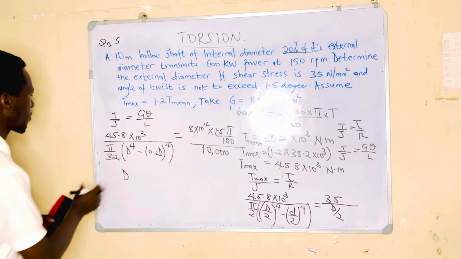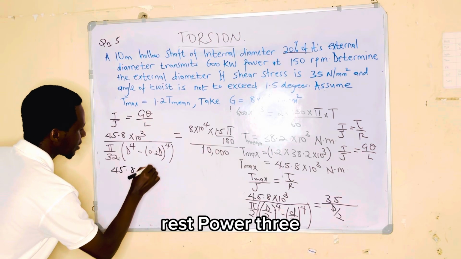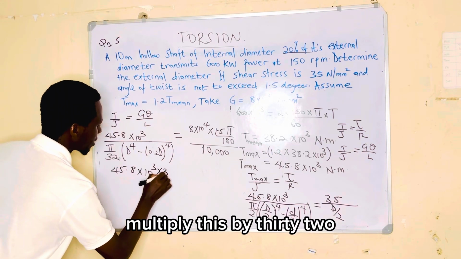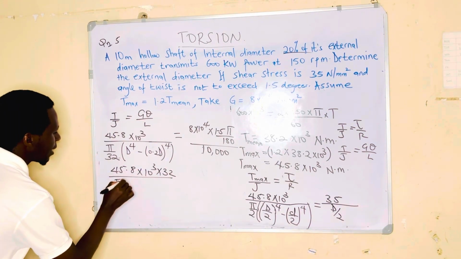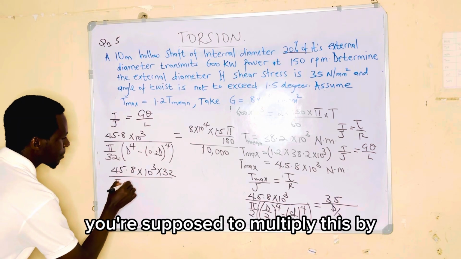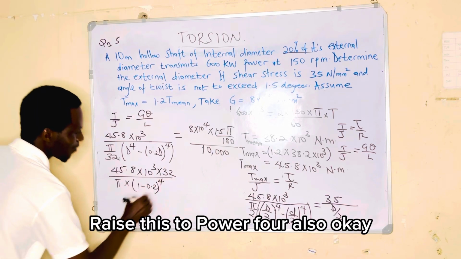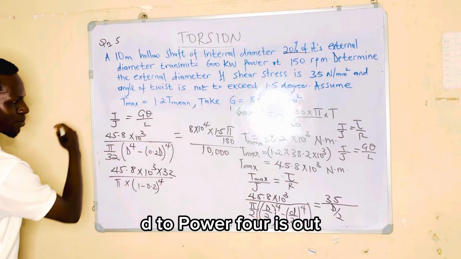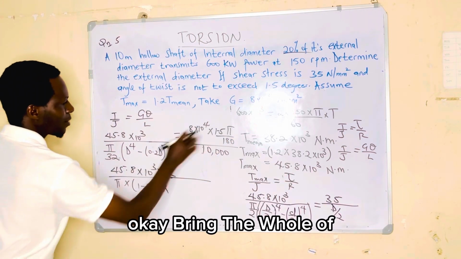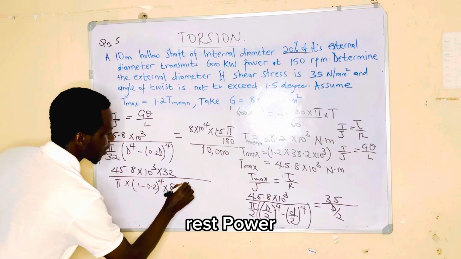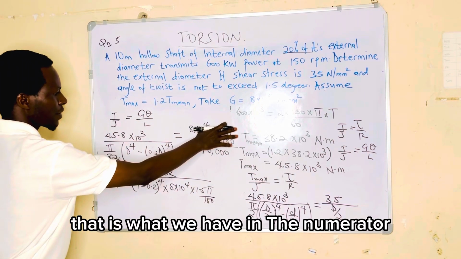Pull out this D. Okay, this 32. 45.8 times 10 raised to power 3. Multiply this by 32. It will go up. Divide this by pi. Okay. Then you're supposed to multiply this by what will remain here is 1 minus 0.2. Raise this to power 4 also. Okay. D to power 4 is out. Then if I bring the whole of this in the denominator here, it's 8 times 10 raised to power 4 times 1.5 pi out of 180. That is what we have in the numerator.